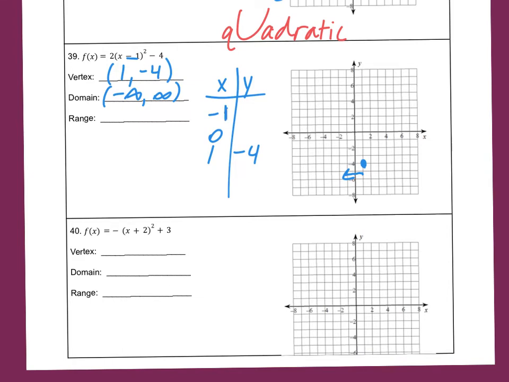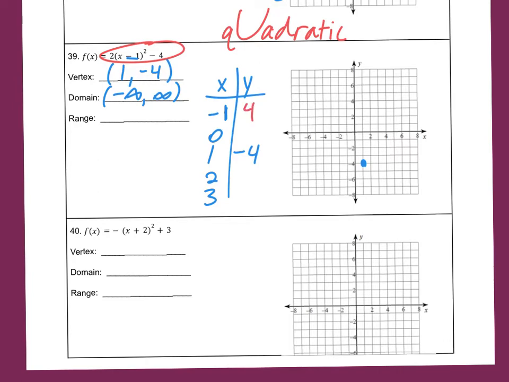Okay, 2 points to the right of 1 are going to be 2 and 3. Okay, now I can just go and plug these numbers in. So I'm going to type this straight into my calculator. So I'm typing 2 parenthesis -1 minus 1 close parenthesis squared minus 4, and I get 4.